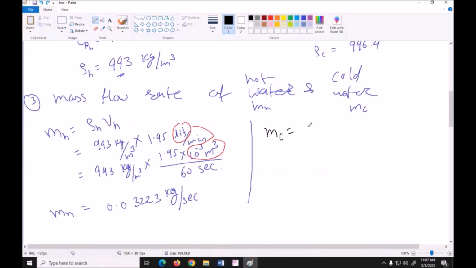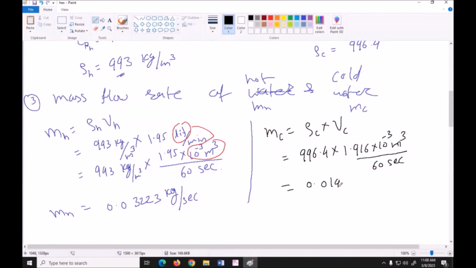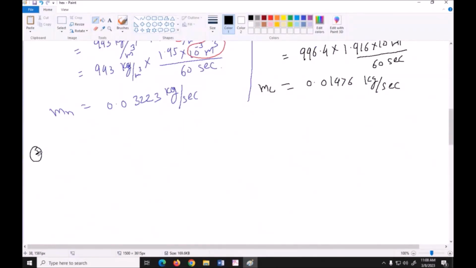Similarly, I can calculate the cold water flow rate. mC is equal to rho_C into VC, the volume flow rate, which is 0.01976 kilograms per second. Number 5, the temperature drop in hot water is delta TH equal to THI minus THO.